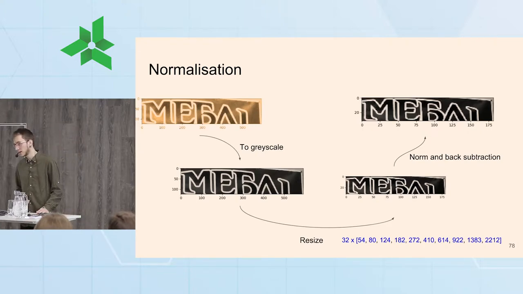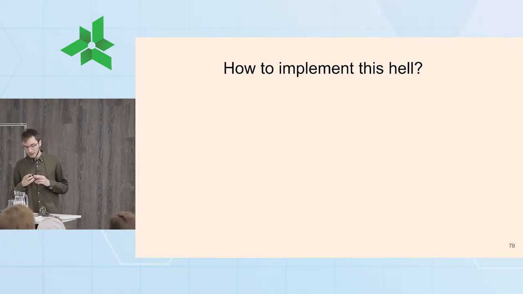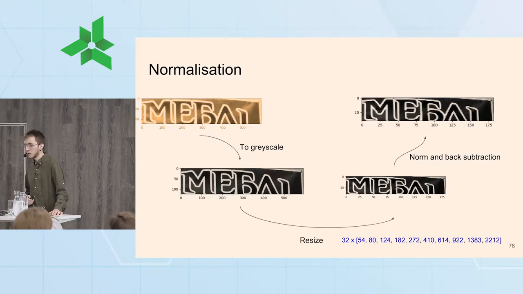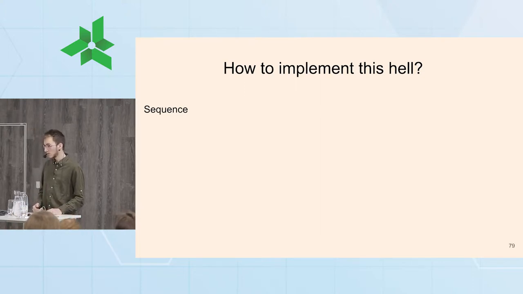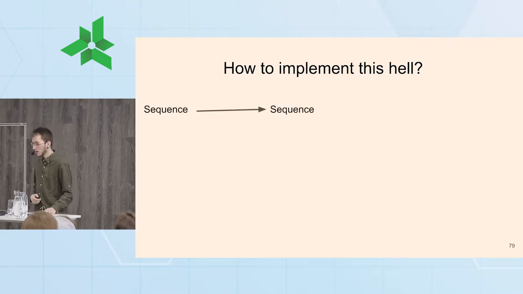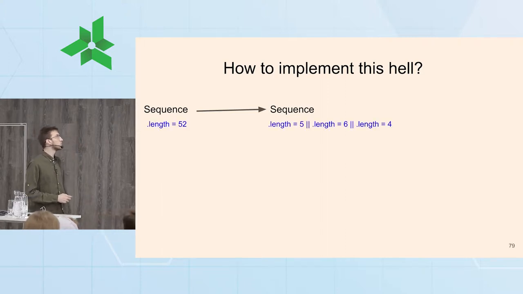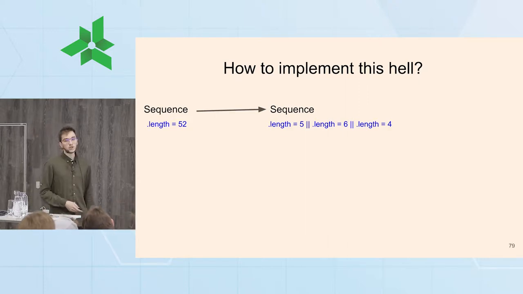Okay, let's go to the next step because we wasted a lot of time here. How to implement this? The question stands again and we need to answer it, so let's start. We have our input sequence of 32 by some kind of width. We don't know what the width will be, and it will be different each time. And we have the output, which is also a sequence. The input could be, for example, 52, and the output could be, for example, 5 or 6 or 4. We don't know. It could be different for different words.